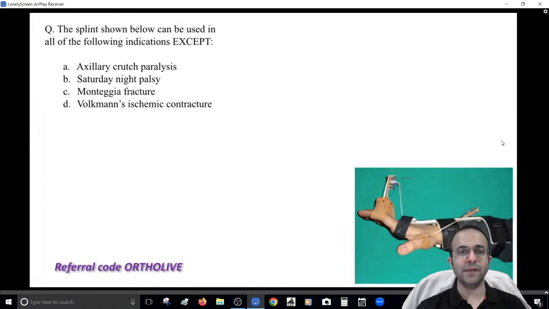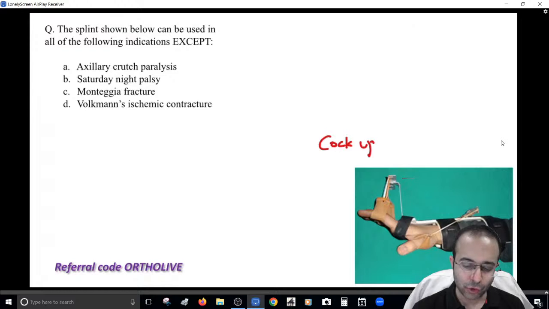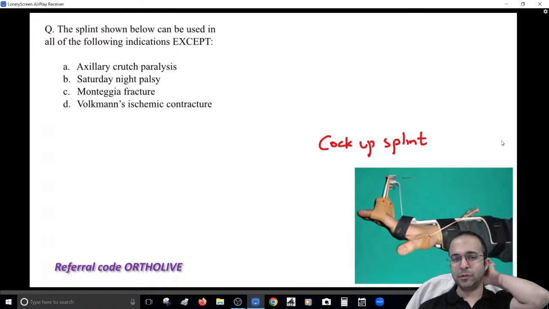Perfect enough. So there is a splint shown in front of you. It can be used for all of the following indications except, so where can't you use this particular splint? So I think you're pretty much clear with this splint, the cock-up splint, as you call it. So this cock-up splint will not be ideal for which case? So please let me know.